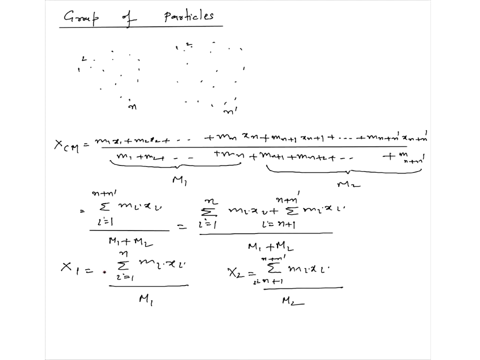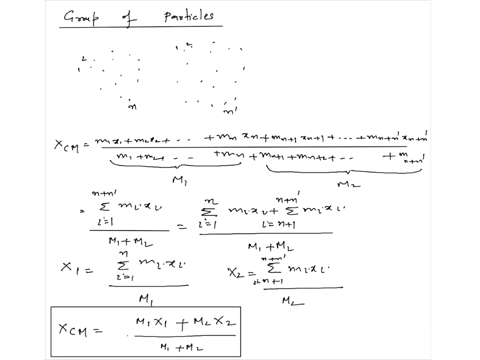Now, in place of this sigma thing, I can put m1 x1 here. So xcm would be m1 x1 plus m2 x2, look at that, divided by m1 plus m2. That's a very powerful result.